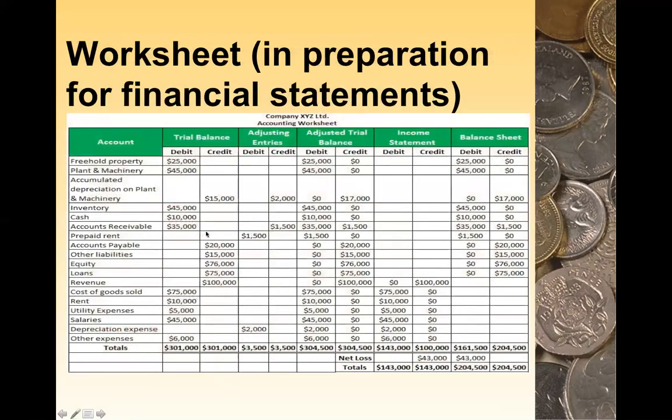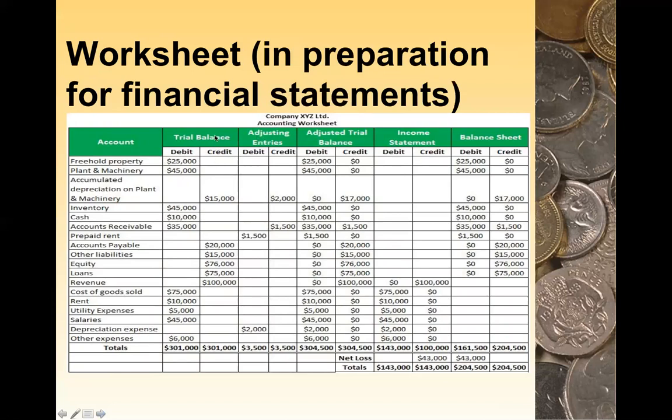So, after doing the adjusting, pwede ka nang gumawa ng worksheet. Ang worksheet, ginagawa yan ng mga accountant sa Excel. Mas mabilis kasi. Mas madaling mag-edit, mas madaling mag-add, mag-minus. So, sa Excel sheet, isulat mo lahat ng account title dito, yung tinatawag na nakalagay sa trial balance. And then, ilagay mo rin yung mga natamaan sa adjusting entries na wala pa dito.